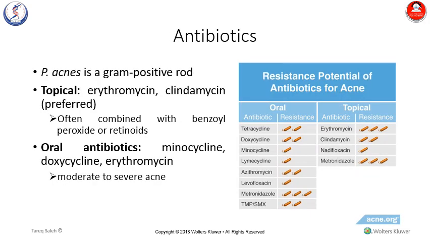Since Propionibacterium acnes plays a major role in the pathogenesis of acne, use of antibiotics is very helpful for the treatment of acne. Remember that Propionibacterium acnes is a gram-positive rod and is susceptible to a wide variety of antibiotics. Those are usually either tetracyclines or macrolides, protein synthesis inhibitors that are able to reduce the population of Propionibacterium acnes in the skin.